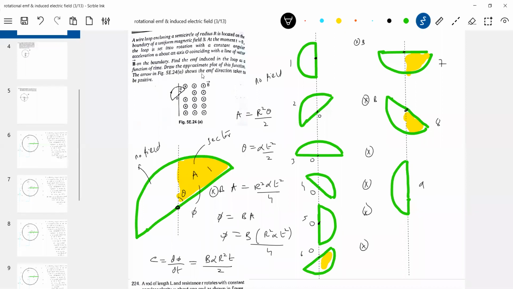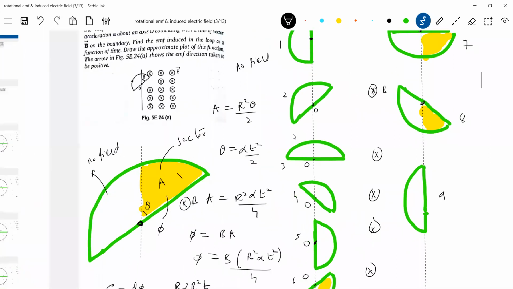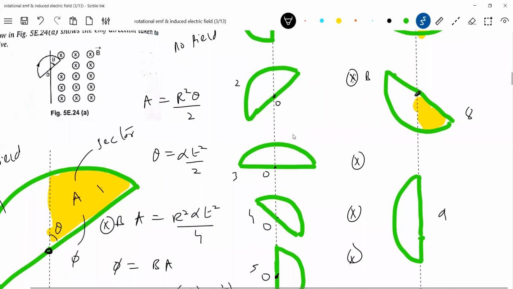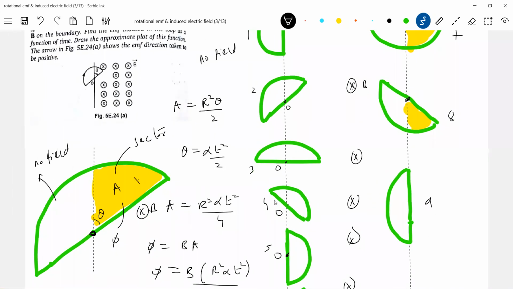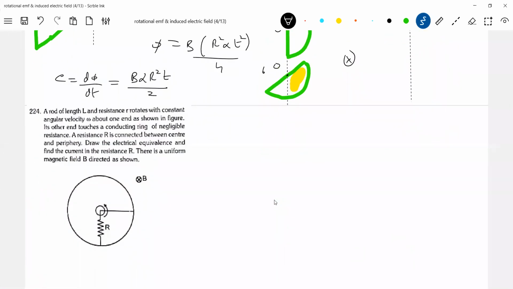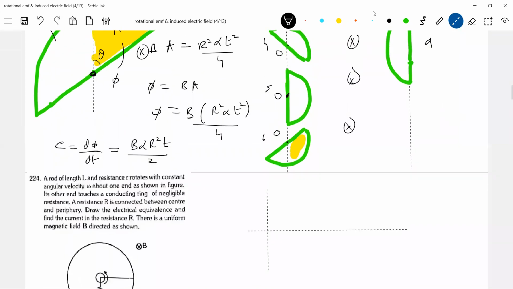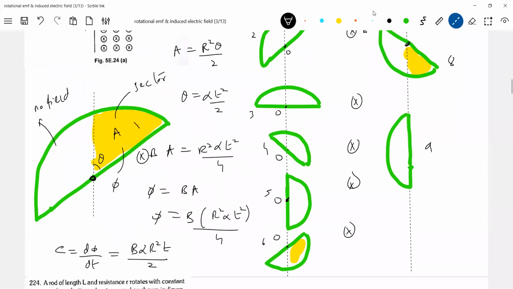So EMF induced is a function of time. So we'll do one thing. If the loop rotates with a constant angular velocity, first we'll check it. Then I'll come to angular acceleration. I'll slide down. So first we'll plot two graphs. If the loop is rotated with constant angular velocity, tell me, what is in place of theta? You're going to write omega t.